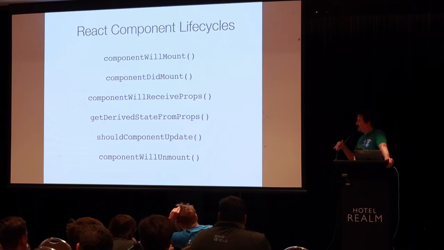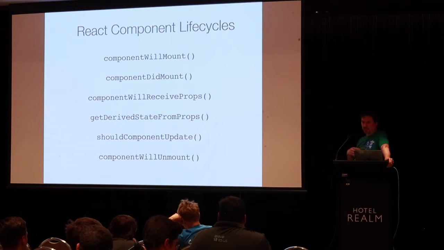So in that case, shouldComponentUpdate allows you to return true or false, and you can check the state and props within your component to decide whether it should actually update. So it allows you to optimize the rendering of the components to optimize the UX in the app. And componentWillUnmount allows you to clean up anything, maybe any event listeners or subscriptions you've got happening in the component.